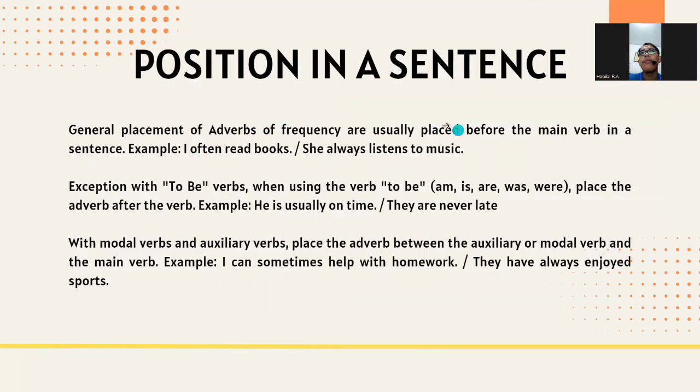Now, what about the position in a sentence? The general placement of adverbs of frequency is usually before the main verb in a sentence. For example, I often read books. She always listens to music. Exception with to be verbs: when using the verb to be, am, is, are, was, were, place the adverb after the verb. Example, he is usually on time.